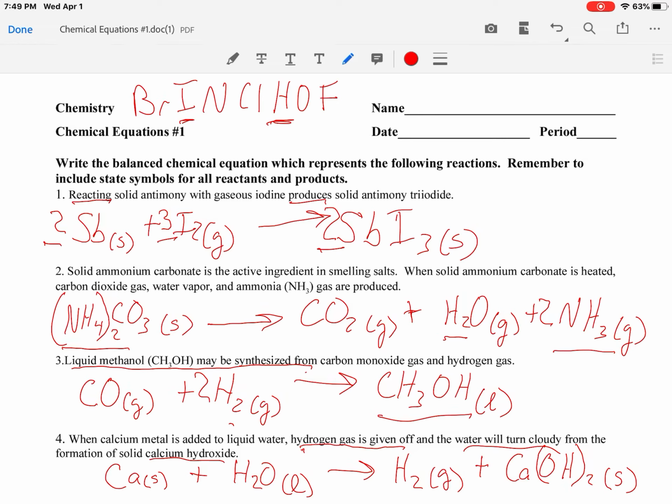Plus we have 2 more hydrogens over here. So we've got a total of 4 hydrogens on the product side, right? 2 there and 2 more over here. We only have 2 hydrogens on this side, but we can get 4 by putting a 2 out in front, of course. That gives us our 4 hydrogens, but it also gives us 2 oxygens. But we're in luck because we already had 2 oxygens right here. This 2 goes with the hydrogen and the oxygen. So this one, I believe, is already balanced, right? 1 calcium on each side, 4 hydrogens on each side, and 2 oxygens on each side.